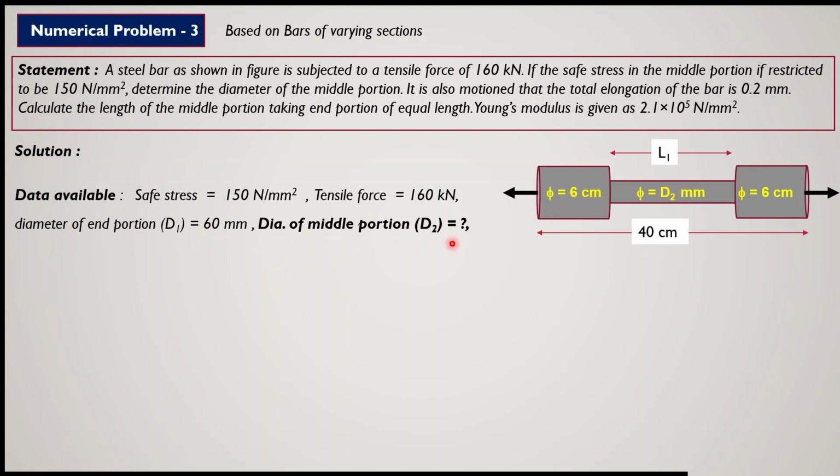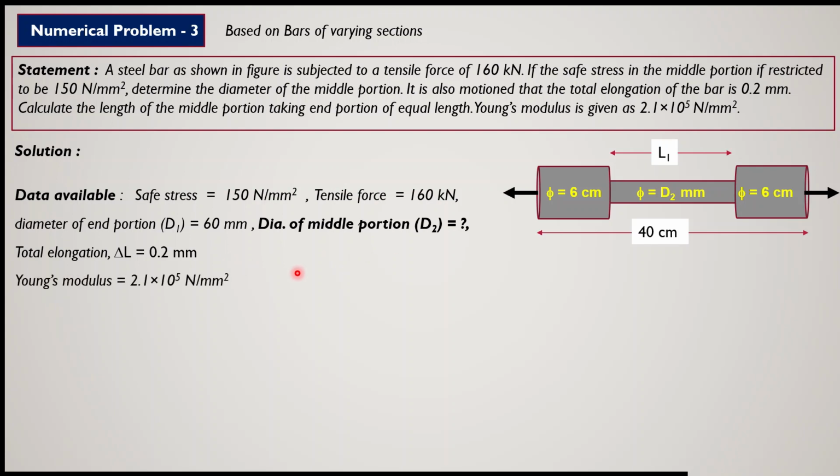Diameter of the middle portion, as already discussed, we have to calculate. D2 we have to find out. Another thing given is total elongation. Suppose it is delta L, so it is equal to 0.2 mm. So we have two types of information which we have to calculate. First of all, we have to find out the diameter of the middle section. Second, we have to find out the length L1 of the middle section, and this much data is available.